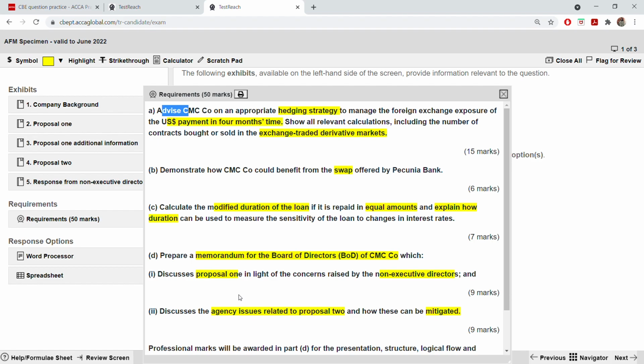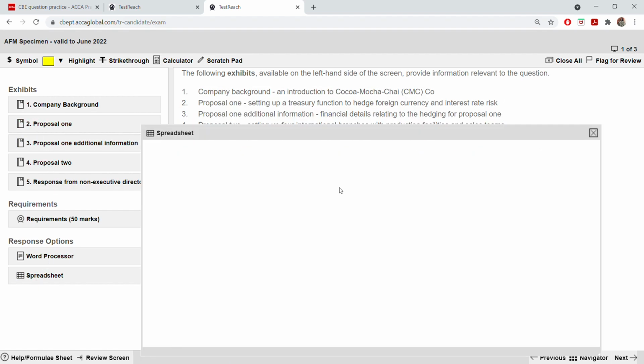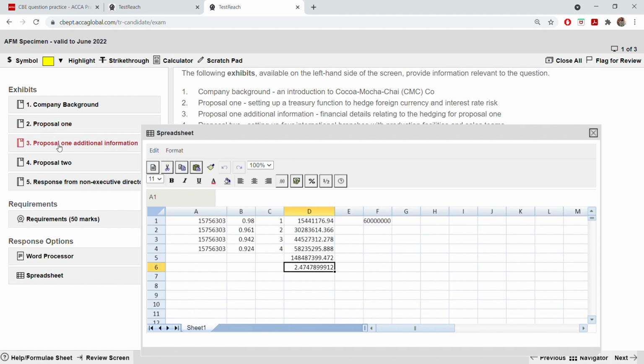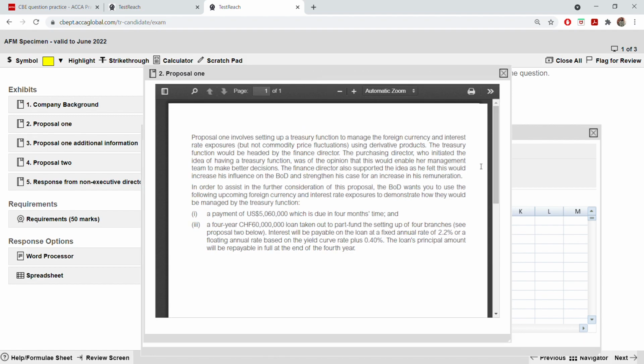Let me start with requirement A. We are not going to touch the other requirements, and I'm not going through the exhibits. Only the important one is for A, that is for hedging. I'm going to open my spreadsheet and proposal 1. The payment is 5,060,000, and in 4 months time you have to hedge.